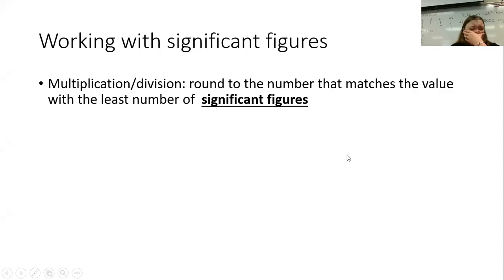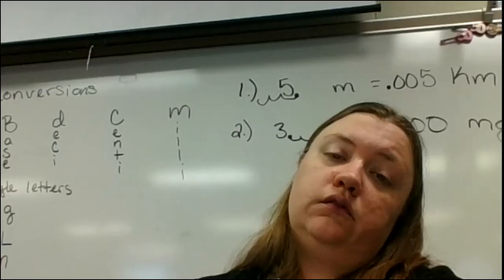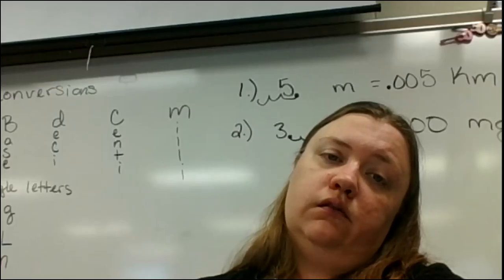So then your other rule for calculations with significant figures actually looks at the number of significant figures. So multiplication and division, what you're going to do is look at significant figures. So you are going to determine how many significant figures are in each of your factors. And you're going to choose the lowest amount of significant figures and then round your answer to that many significant figures.